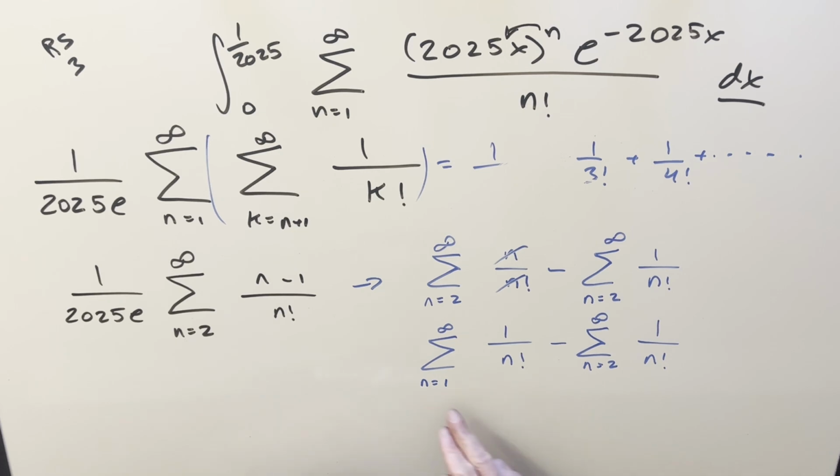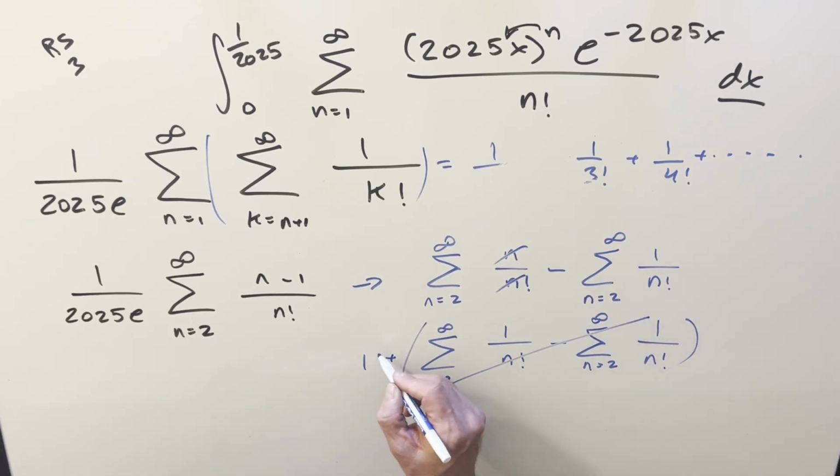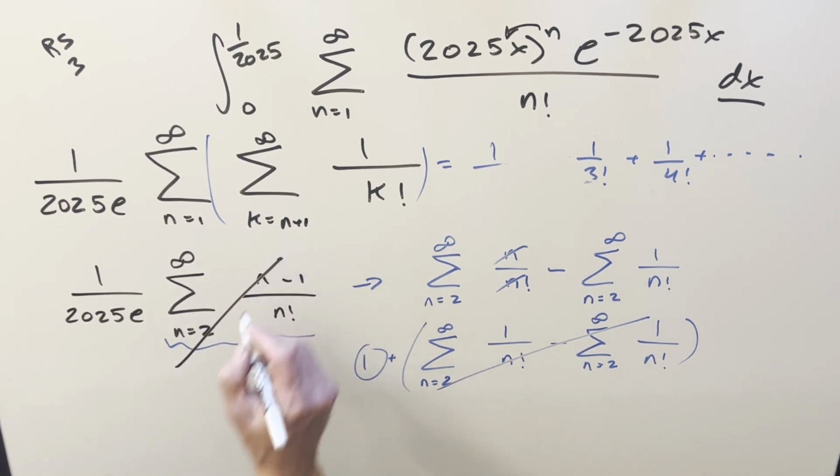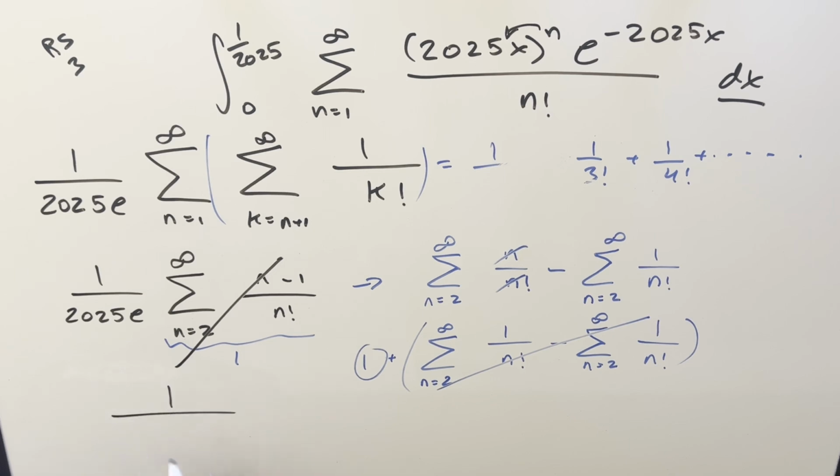To put these together, I just want the index to be the same. What I can do is strip out one term. Just plug in n equals 1 here and you're going to get a 1. So I can add a 1 in front and change this index to 2. That way, all this stuff here cancels out, and what we're left with is 1. So this sum right here is just 1. This thing goes away, and for my final solution, we get just 1 over 2025e, and that's it.